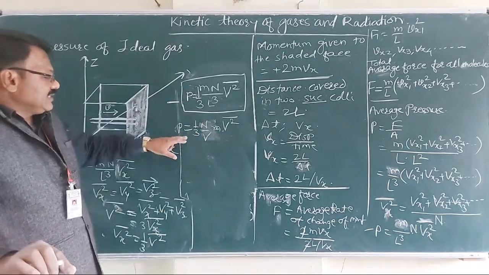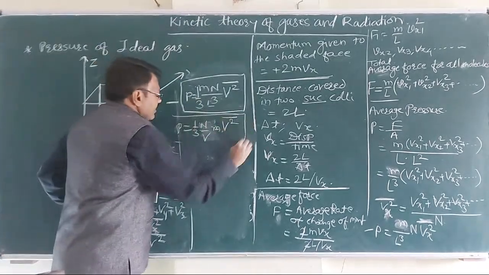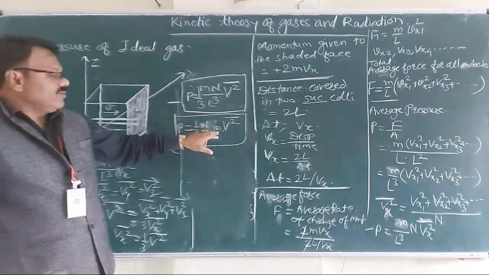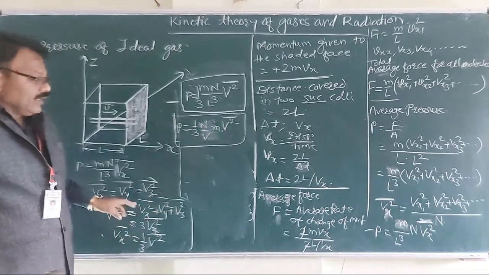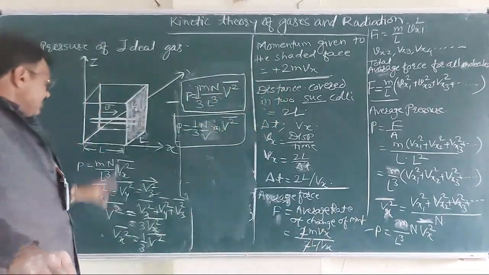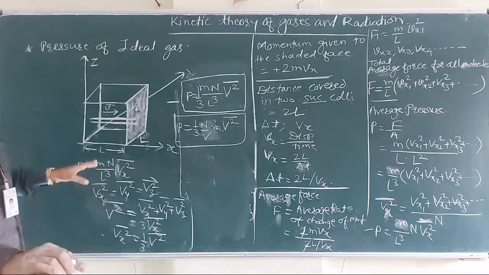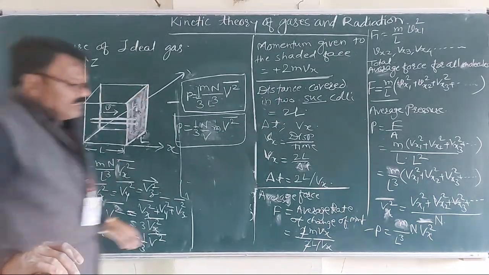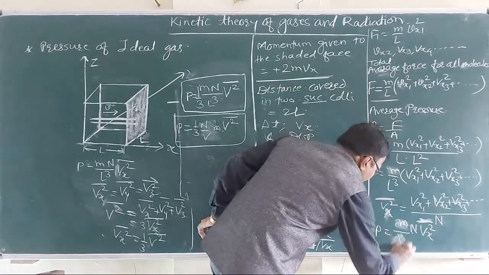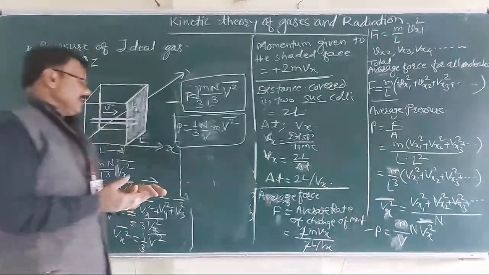Now this is the pressure equation. Finally we get the pressure equation as 1 by 3 n upon V into m V square bar. Sometimes if you substitute V here, or consider L cube is equal to V, then in your calculation it converts to m by V.